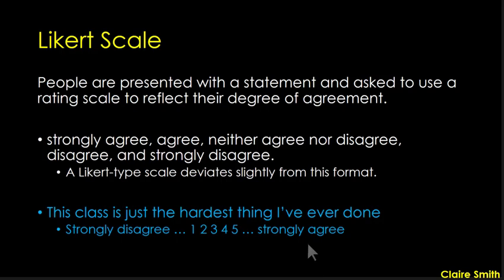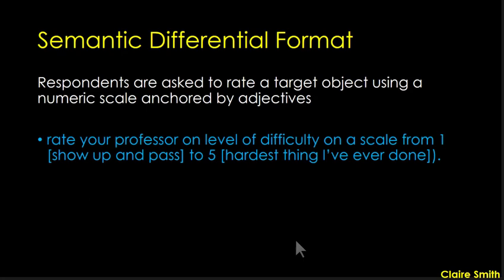There's other ways we can format similar types of questions. If they are not rated from strongly disagree to strongly agree, then we're going to call that a semantic differential format. Okay, so it's very similar to the Likert scale. You have a scale 1 to 5, 1 to 7, whatever your scale might be. But you're not using the adjectives strongly disagree to strongly agree.